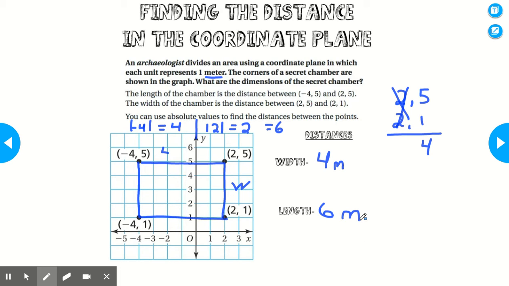Now if you recall in previous chapters, the reason why we would use the subtraction method or this absolute value method instead of counting the 6 meters is because we don't always have our units count by 1. They could count by 3, they can count by 5, they can count by 10, any number actually that makes sense for the data that's being given. So when you use these methods, you're likely to get a more accurate answer because you don't have to worry about what the units are counting by.